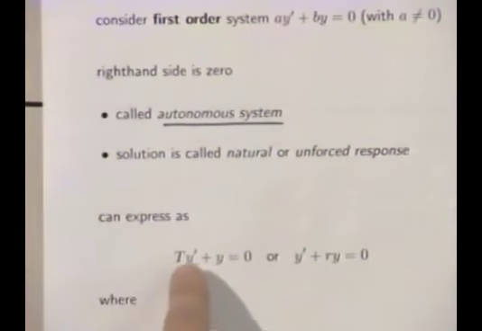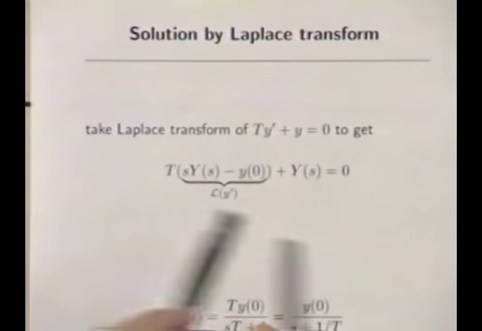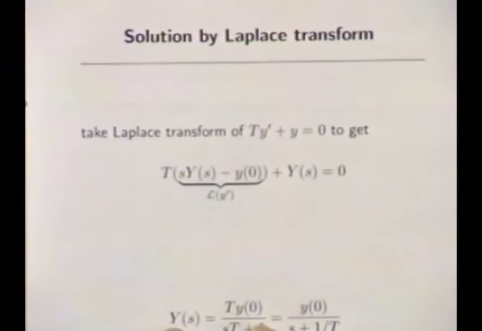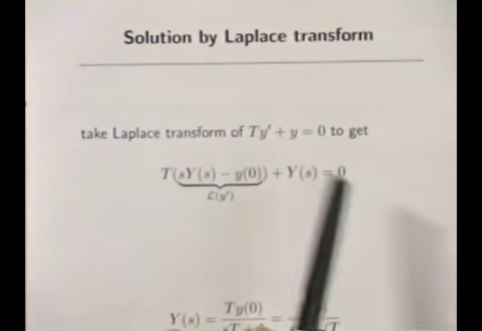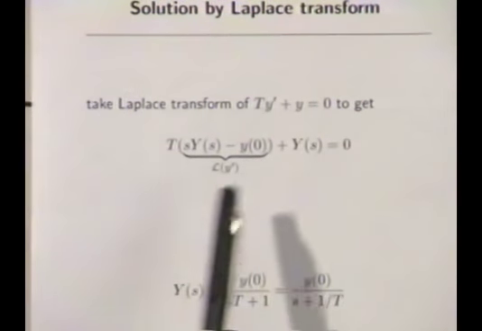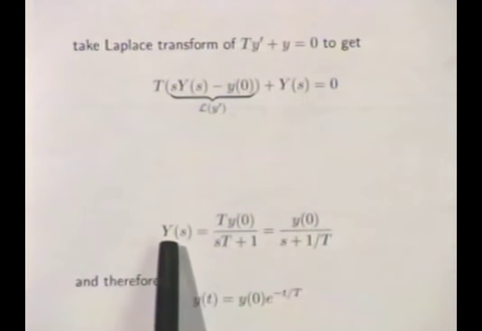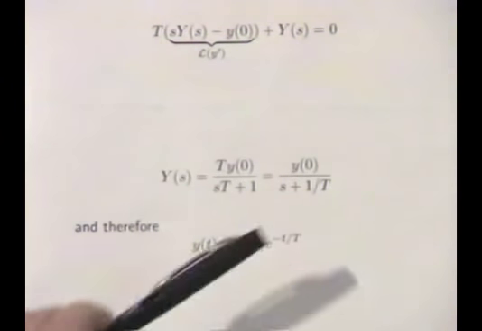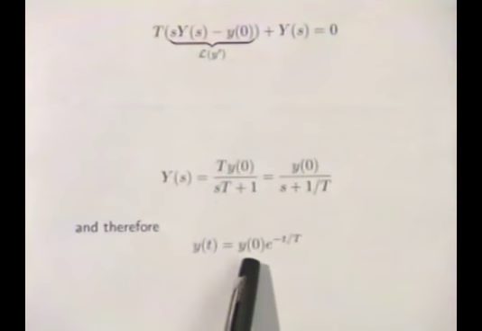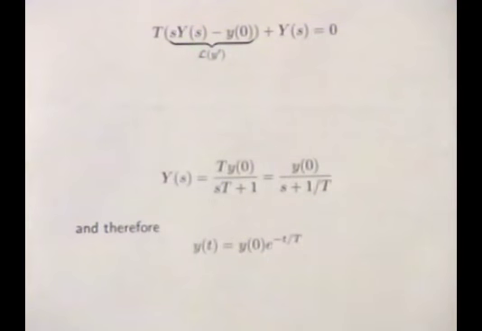Let's solve this differential equation. They're the same thing because T is 1 over r. And we'll use our new technology here, Laplace transform. So we'll take the Laplace transform of this equation. Well, the transform of y prime is sY(s) minus y(0), plus that. Sure enough, the differential equation has been converted to an algebraic equation for the Laplace transform. We solve for the Laplace transform, and we get that it's y(0) divided by s plus 1 over T. And therefore, taking the inverse Laplace transform, y(t) is y(0) times e to the minus t over capital T.